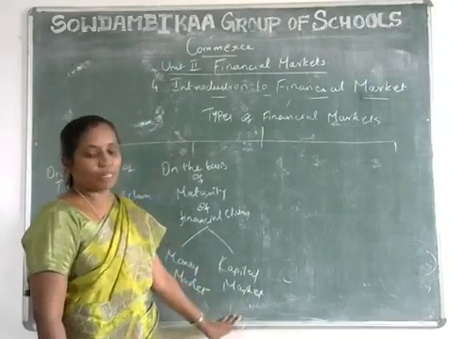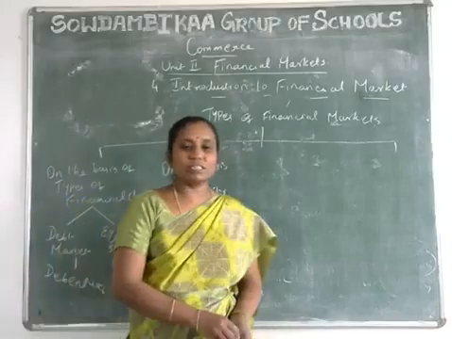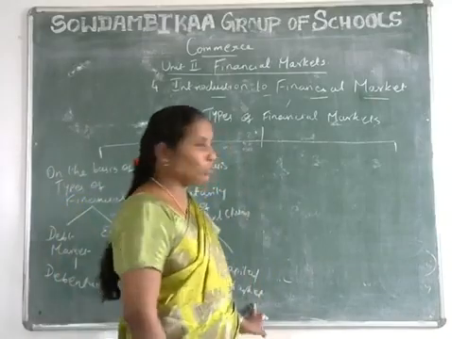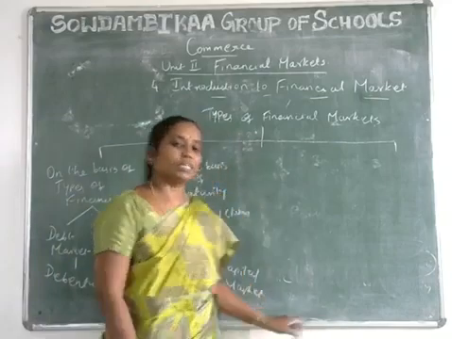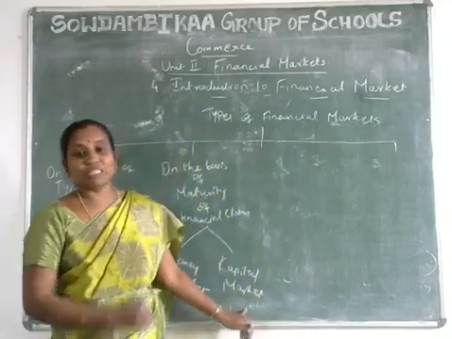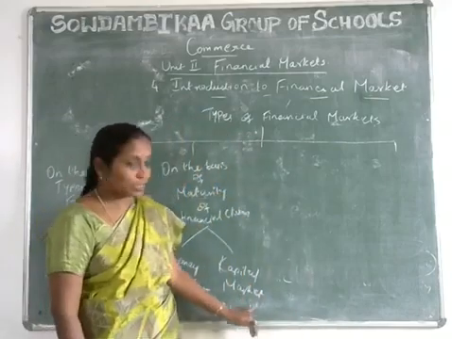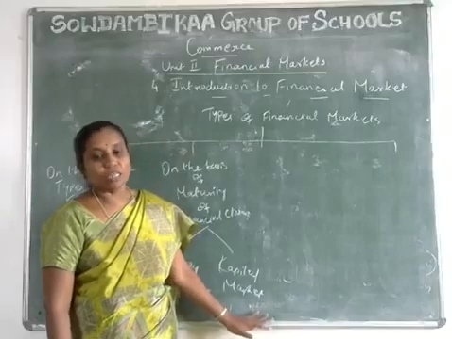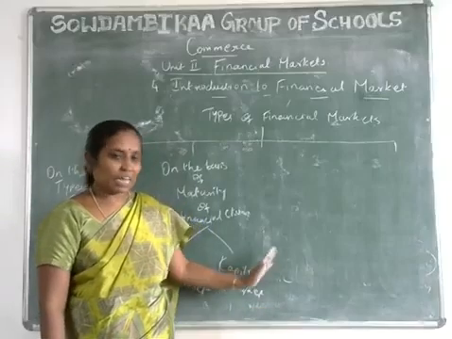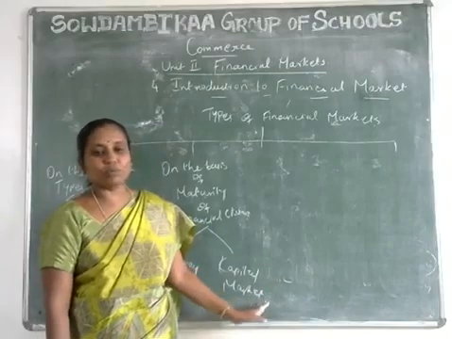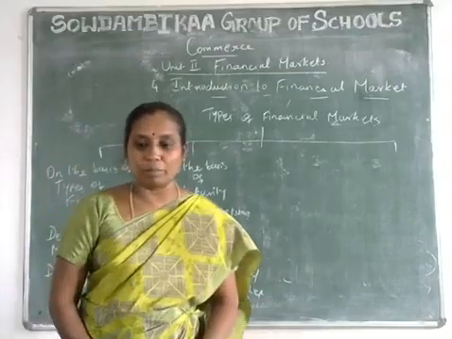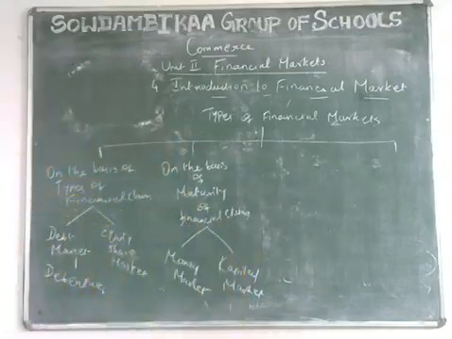What is meant by capital market? Capital market means long-term financial securities are traded in this kind of market. Which are the long-term financial securities? Examples are shares and debentures. Shares you already know. Debentures are one of the long-term debts of the companies.